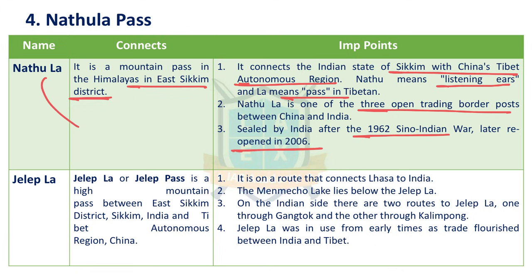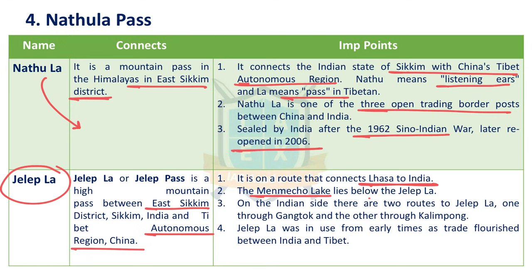And last year, Nathula Pass was closed because of the conflicts near the LAC. With regard to Nathula, we have to consider Jelepla also. Jelepla Pass is again located in the eastern Sikkim district. This is in between the autonomous region of China and Sikkim. This connects Lhasa, the capital of Tibet, to India.